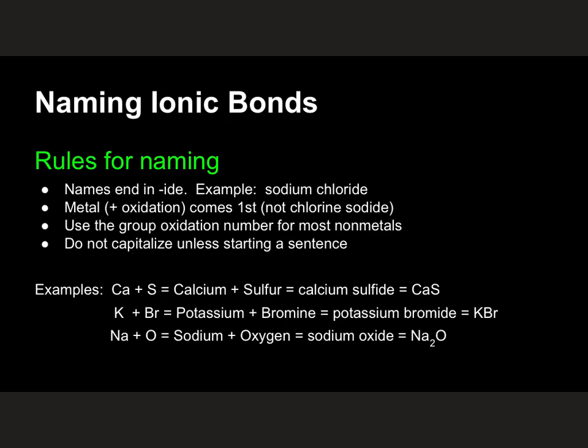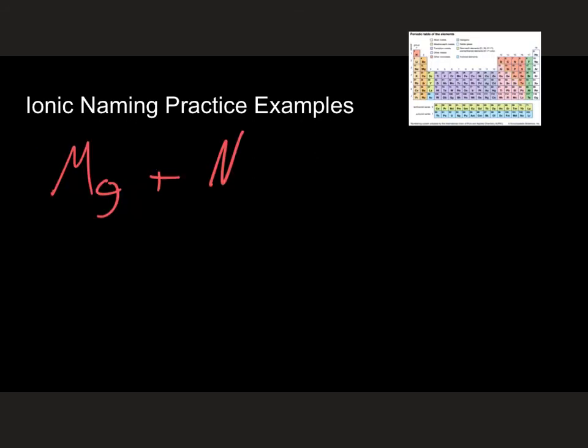And so some examples we have of this are calcium and sulfur. You end up with calcium sulfide. Potassium and bromine, you end up with potassium bromide. Sodium and oxygen, sodium oxide. We're going to practice a few, but notice this is the correct formula and the correct name for each of them, and that's what you've got to learn to do. All right, so let's work these out from beginning to end.